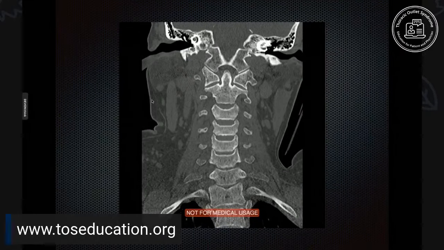From top to bottom, this is the cervical spine. I hope you appreciate that you see great bone detail. You can find fractures quite easily with this.